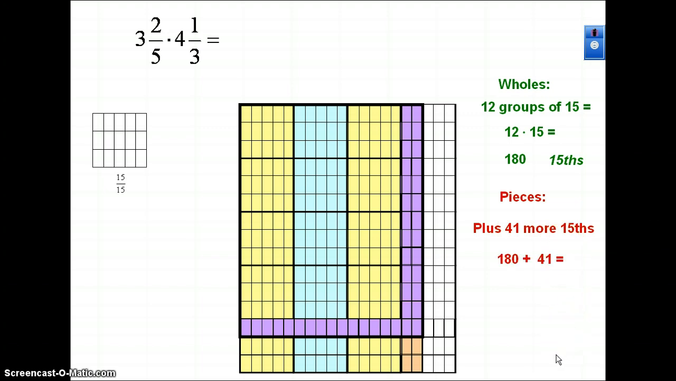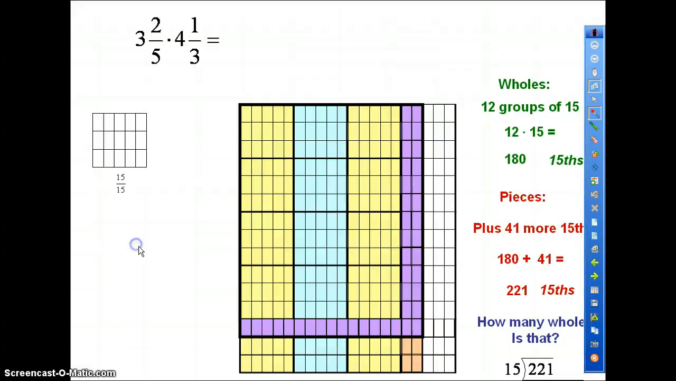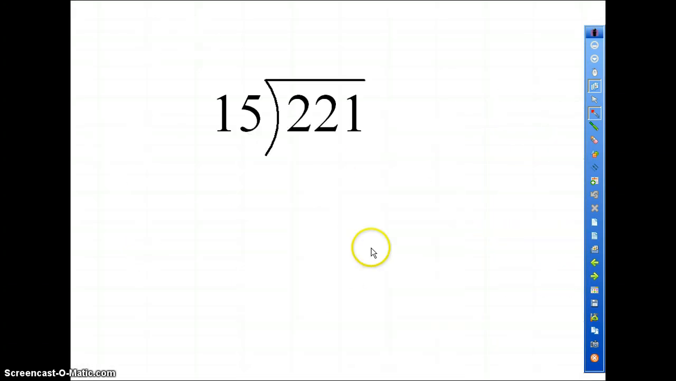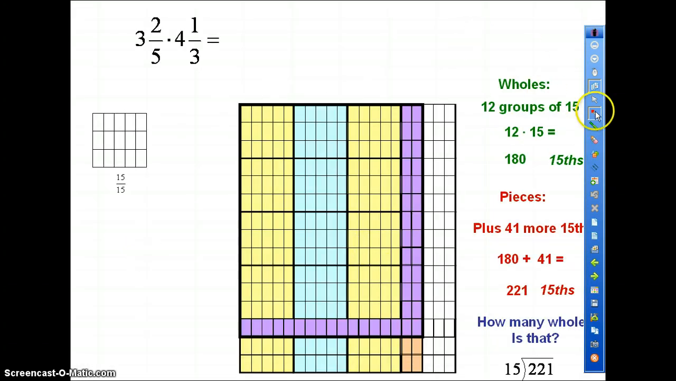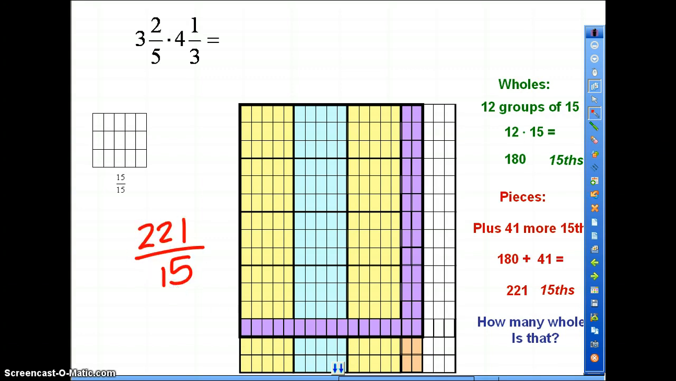So altogether, I have 180 15ths in the center, plus the 41 15ths that are shaded in purple, for a grand total of 221 15ths. 221 15ths, well, how many holes is that? Well, you're going to write that as a fraction. Whoops, let me back that up. That got a little ahead of me. 221 15ths means 221 divided by 15.